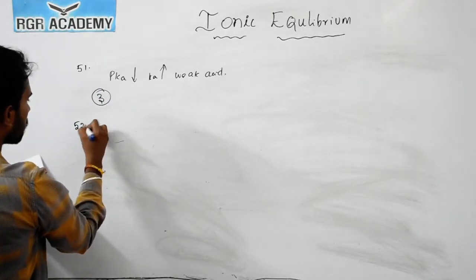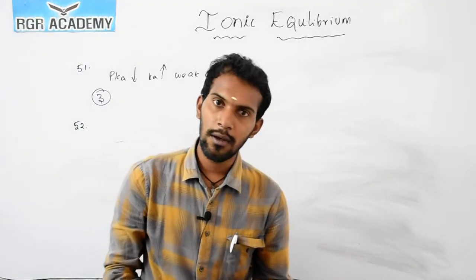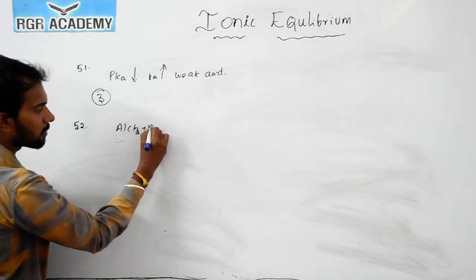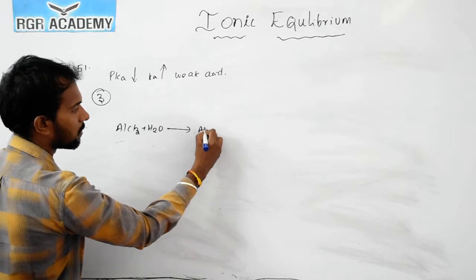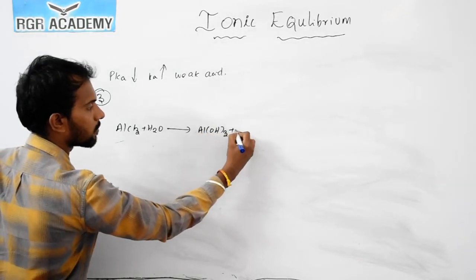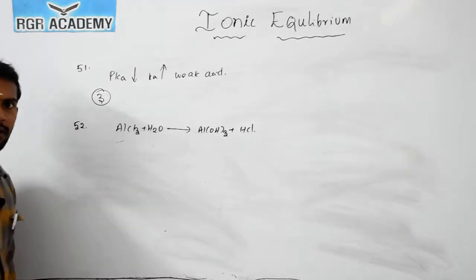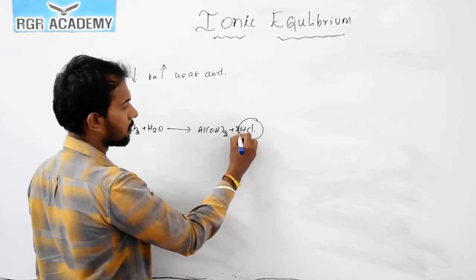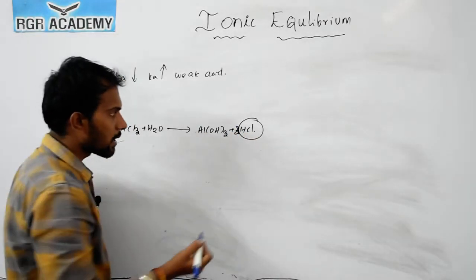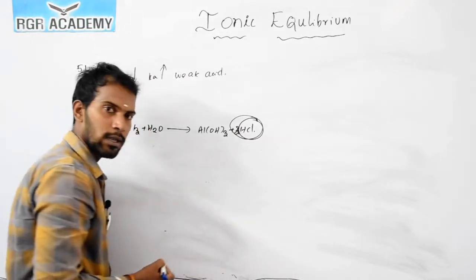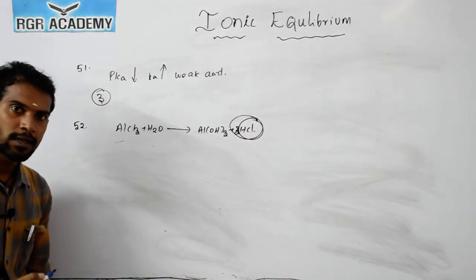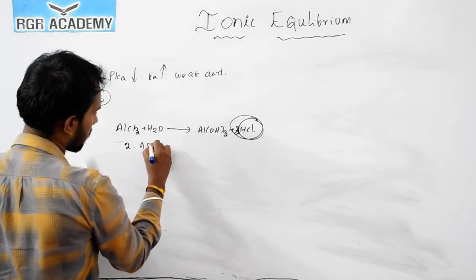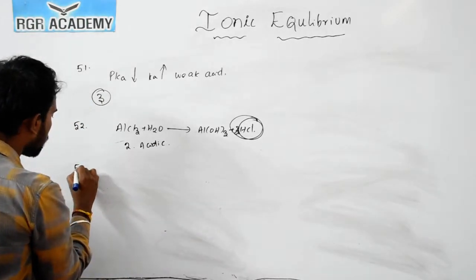Now the question number 52. An aqueous solution of AlCl3. AlCl3 reacts with H2O. It forms Al(OH)3 plus HCl. This AlCl3 forms Al(OH)3 and how many moles of HCl? 3 moles of HCl. So this HCl is a strong acid. Due to these reasons, an aqueous solution of AlCl3 is acidic in nature. So the answer is 2, which is acidic. Now the question number 53.